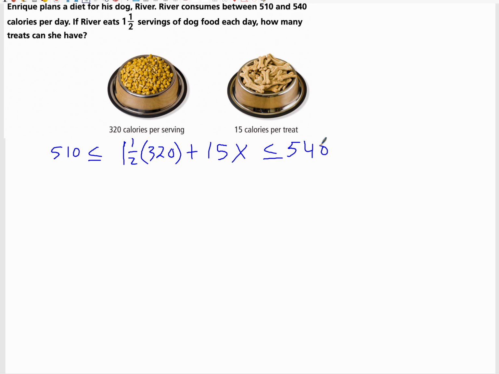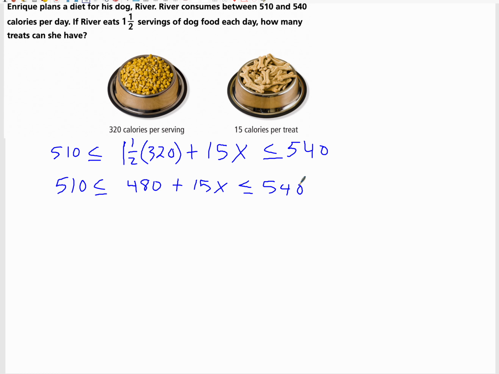Okay, so I've got two inequalities to solve. I think you guys will follow if I do it all kind of at once. What's 1.5 times 320? I know what it is. It's 480. Why do you know that? Because I looked at it in the book earlier. 15x is less than or equal to 540.